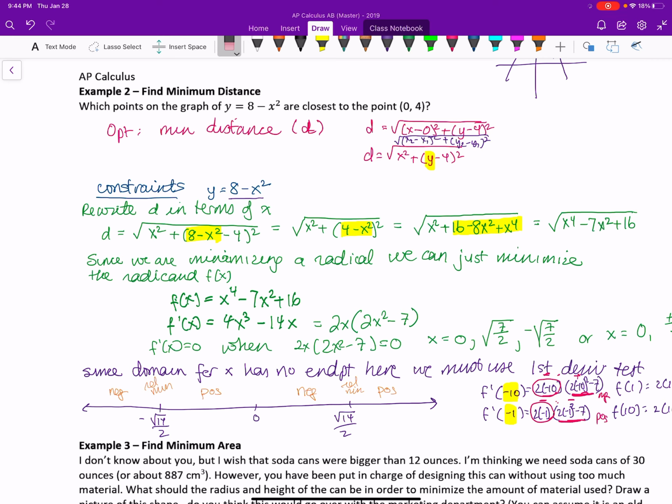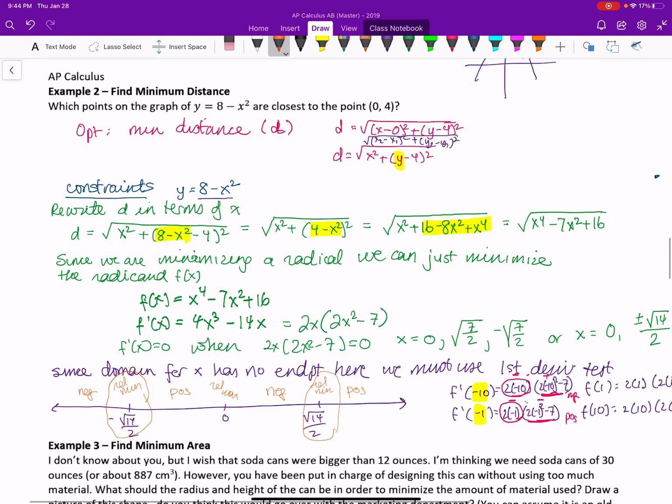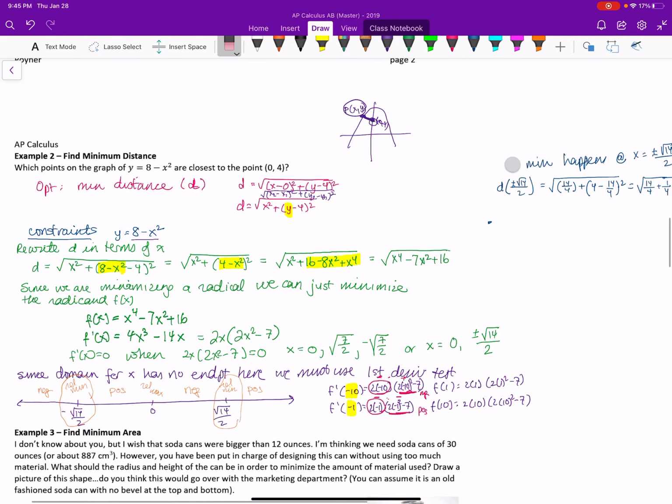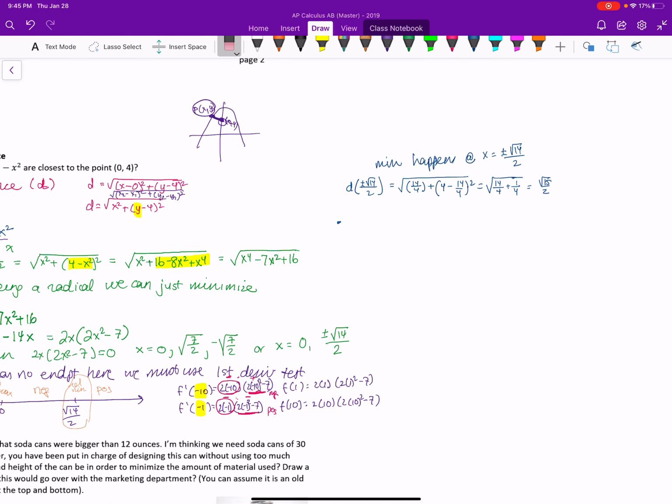But I'm interested in the minimums only because I'm looking for the closest. You could write in here that you have a relative max, but it's not useful in this problem. These are the two I want to concentrate on, here and here. So that means we have relative minimums there. Let's just double check here. The minimum happens at positive and negative root 14 over 2. Both of them happen to give you the same value. So you can substitute in both a positive and a negative, and you will get the same thing. You will end up getting square root of 14 over 2.